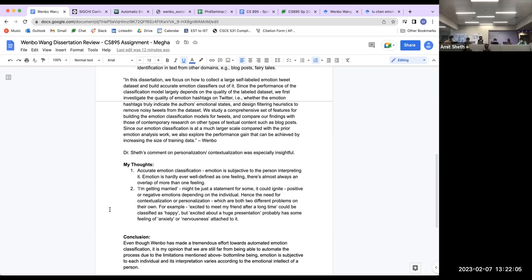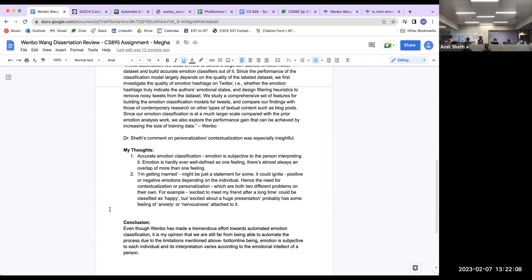The work is very comprehensive, and it's good given that back in 2012 we did not have deep learning and attention mechanism and all of those things that we have now. Even so, it was a good job. But my thoughts are that accurate emotion classification, even today, is a very debated and controversial topic. In fact, Dr. Sheth just shared an article yesterday that language models are not able to understand.